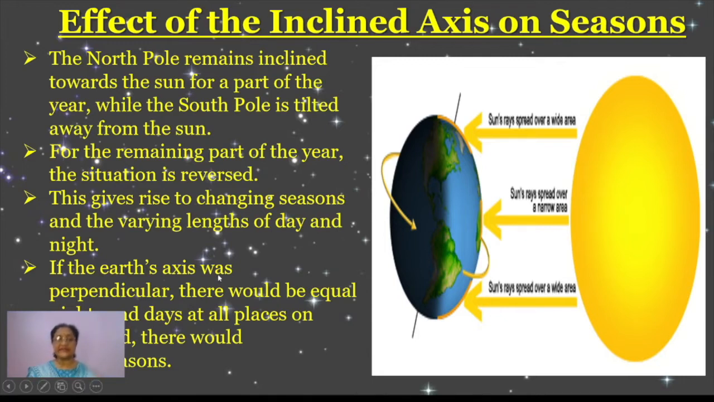So if the earth's axis was perpendicular, right, vertical, there would be equal days and nights at all places, and there would not be any season then. No season. The portion of earth which would face the sun would always have summers. The other side of it would always have winters. So no seasonal change. Okay. So these are all due to the rotational movement of earth.